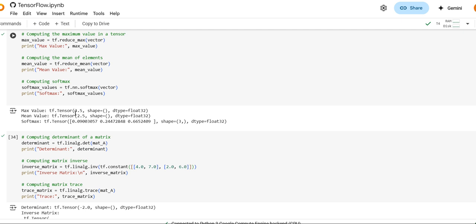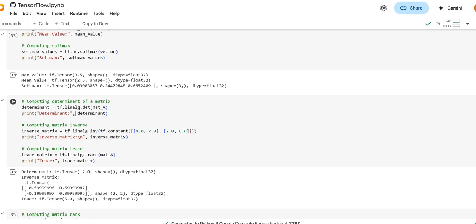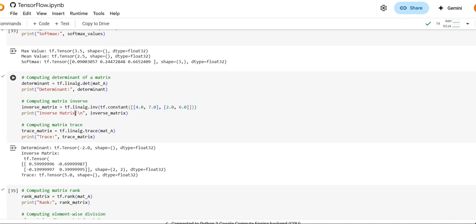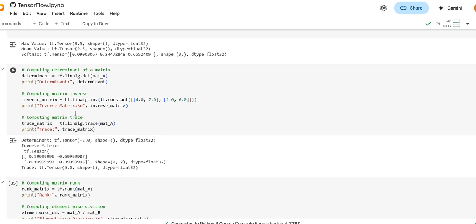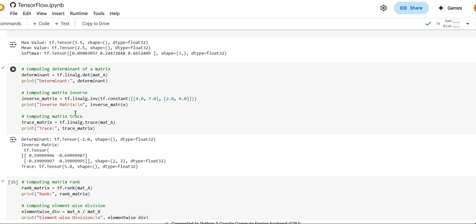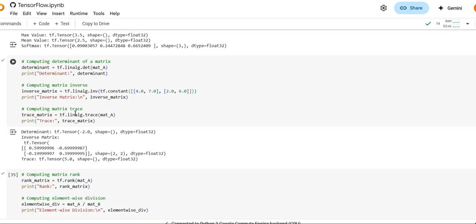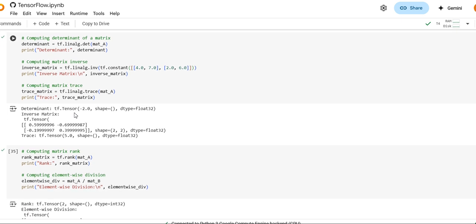And moving on to linear algebra, so the matrix determinant, inverse, and trace are essential for solving equations and analyzing matrices. More of the matrix operations like tf.rank, which returns the number of dimensions, and also element-wise division is done by the forward slash operator.